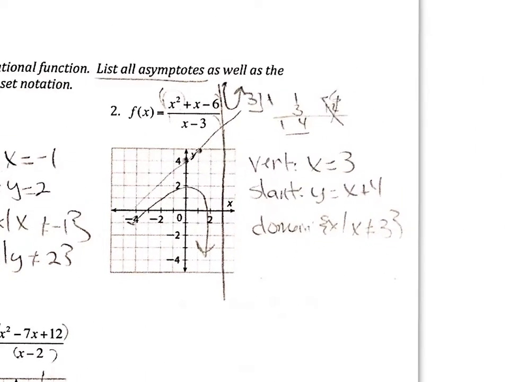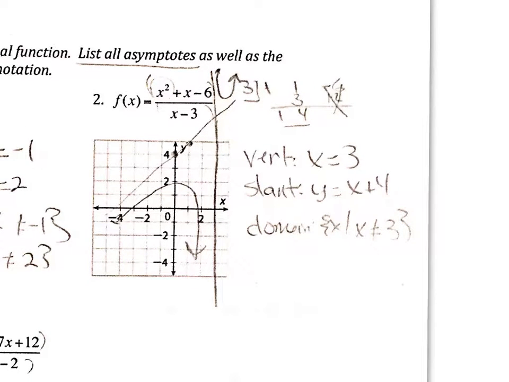Number 2, same deal. I'll notice the top degree is 1 bigger than the bottom, so it means it has a slant. The vertical is still what makes the bottom 0, so let's do x equals 3. To get the slant, you have to do synthetic division over here. Remember, we don't care about the remainder. Whatever you have left, you start 1 degree less, which was going to be x. Y equals x plus 4.